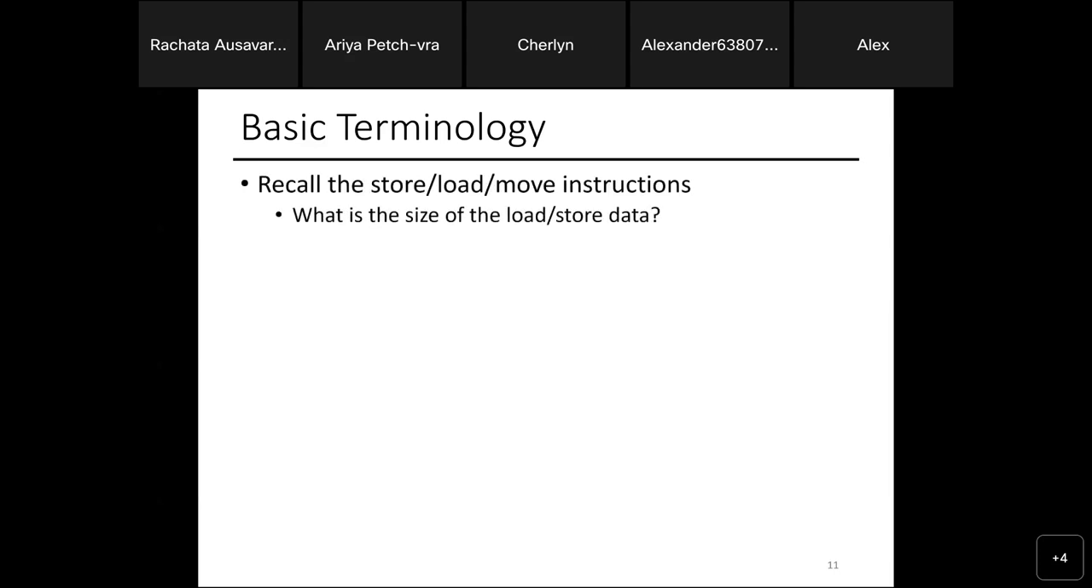So remember, we have the move instruction that you can use to move the data from the memory to your CPU, to the register. The size of your move instruction is up to 8 bytes, right? It's EAX, so it's 4 bytes. It can be 4 bytes, it can be 8 bytes, it can be 2 bytes, 1 byte. That's the move instruction you can access.